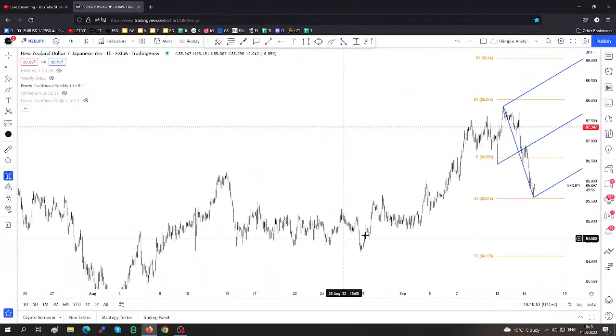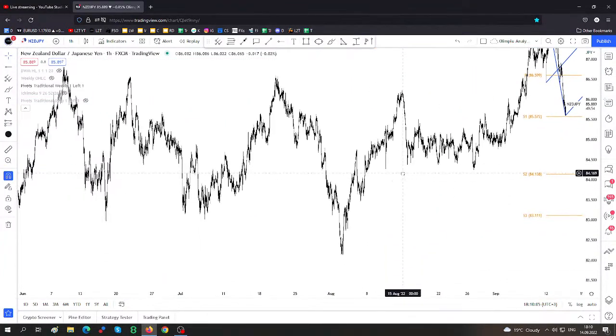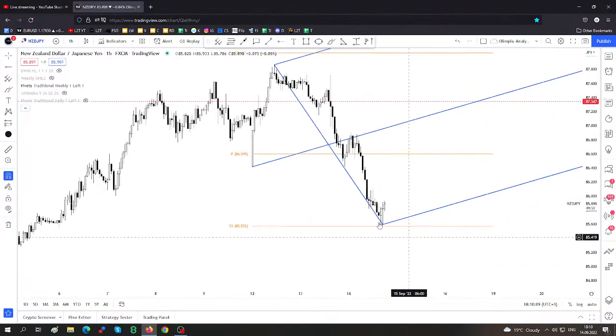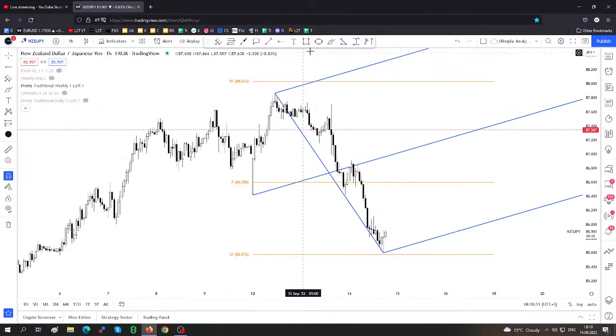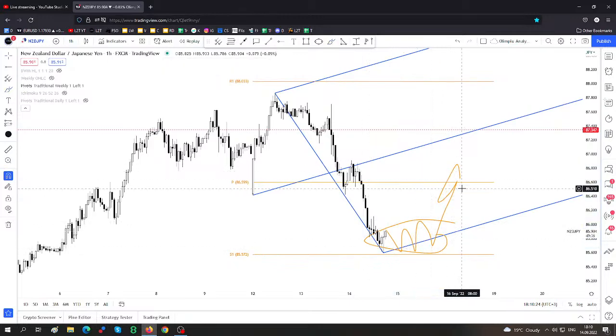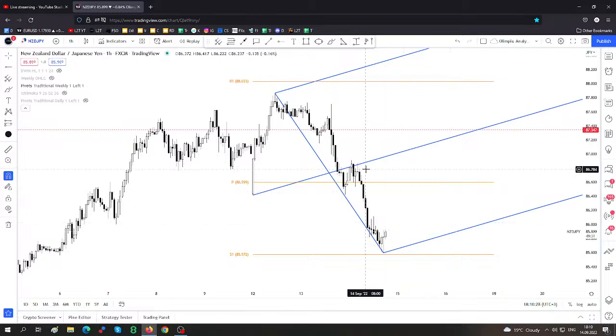Personally, I've drawn here an ascending pitchfork. If the price retests the downside line, the lower median line, and registers only false breakdowns here, then I don't know, maybe we can catch potential bullish momentum in the short term. So yeah, I will keep an eye on the Japanese yen, because right now I need confirmation.